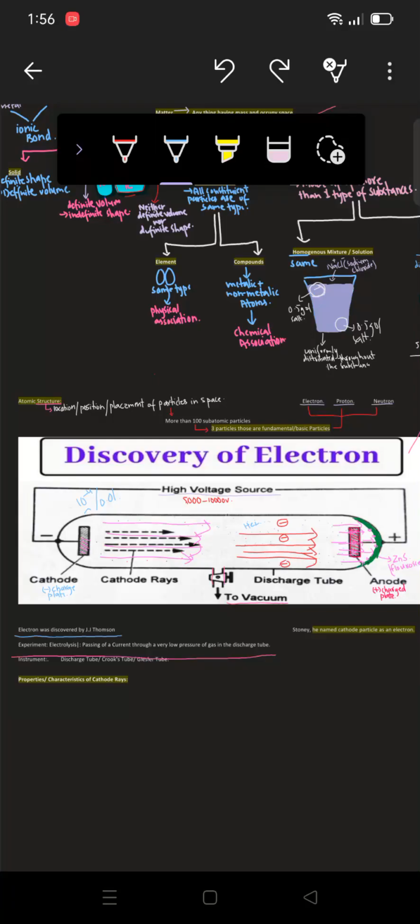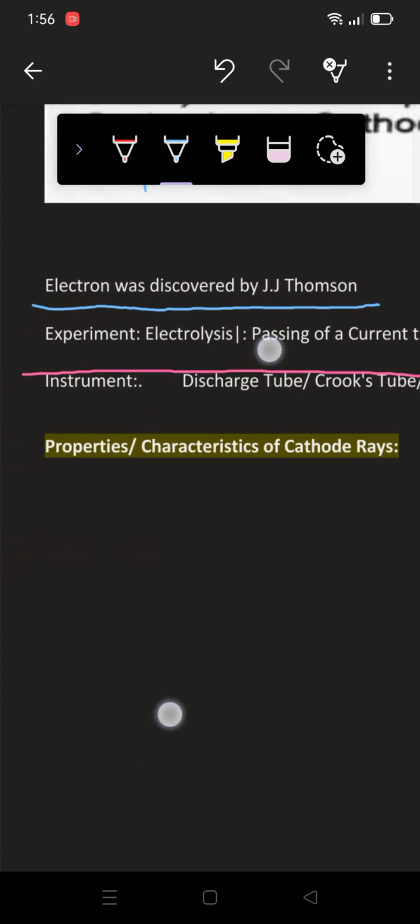Okay, so as in the last video, we discussed the discovery of the electron. In today's video, we are going to discuss the properties or characteristics of cathode rays. For example, we are going to identify the mass, the charge of the electron, the penetration power, the heating properties, the chemical reactions, and how it moves in the discharge tube. We are going to discuss everything, right?